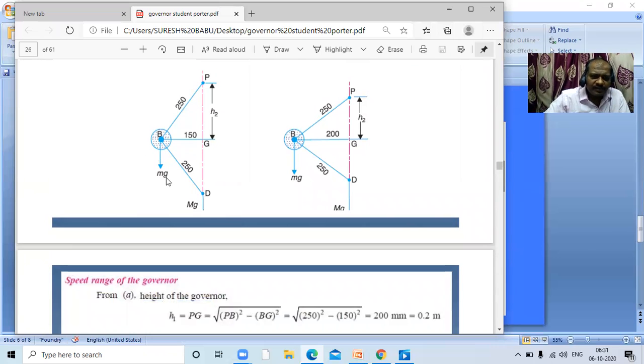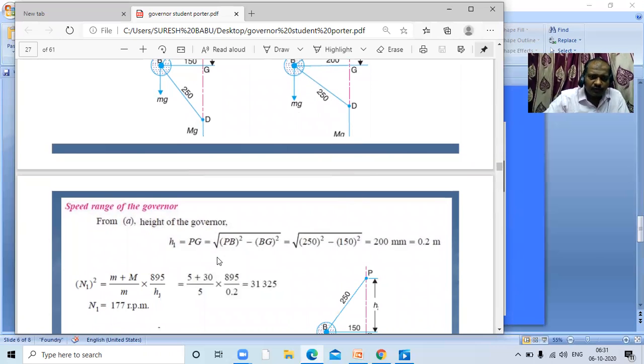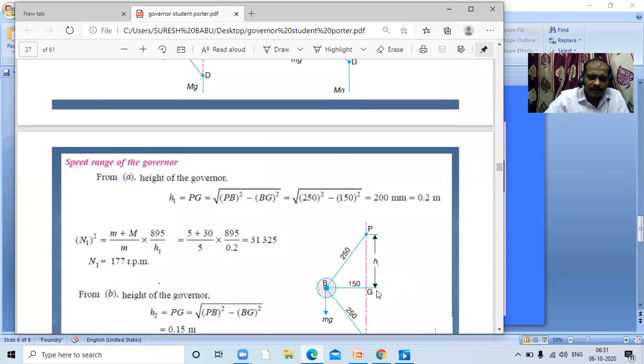And small mg, the weight of the balls, they have given as 5 kg, and capital MG is given as 30 kg. In this relation, H1 has to be found. How to find H1? If you observe this, H1 is unknown. The hypotenuse you know, the base value you know. So based upon the Pythagoras theorem, PB square is equal to PG square plus GB square. Out of this, PG is not known. So PG is equal to the square root of PB square minus BG square.